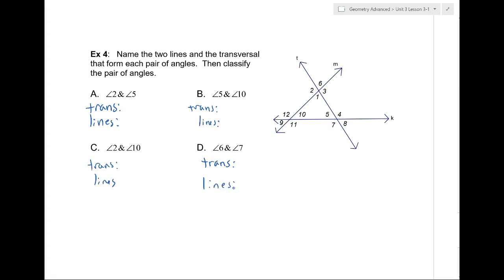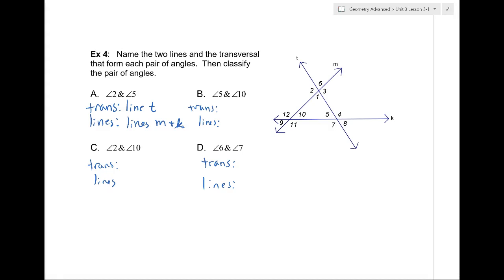All right, 2 and 5. The first thing you do when you look for these, and it's crazy like this with all those lines, is you look for the one line that makes both of them. Guys, what's the one line that makes both 2 and 5? Line T. That's your transversal. The one line that makes both angles is considered your transversal. Now, what 2 lines does the transversal intersect? That would be lines M and K.